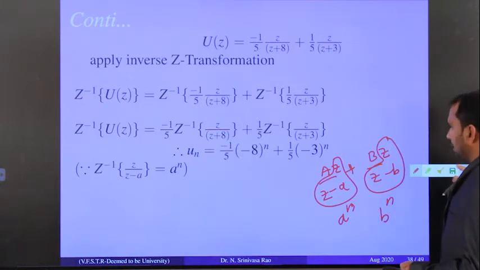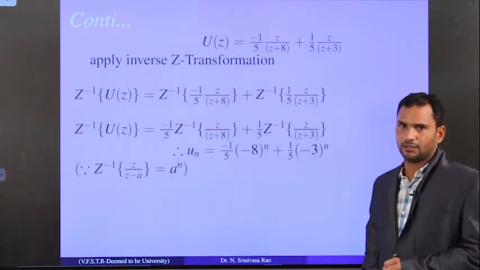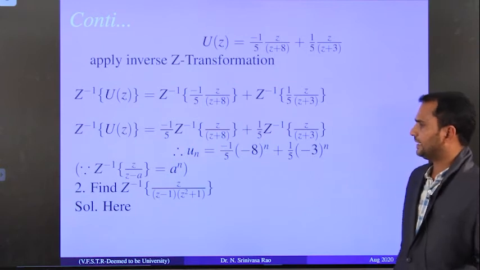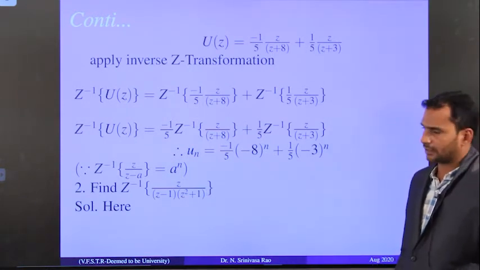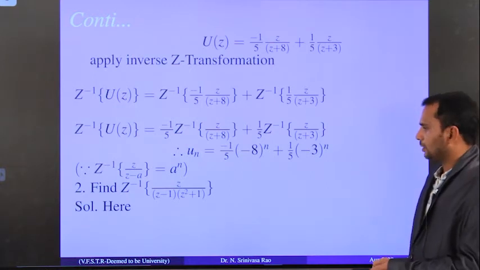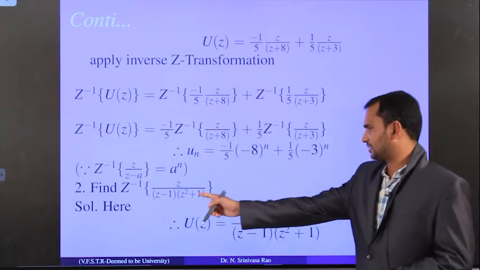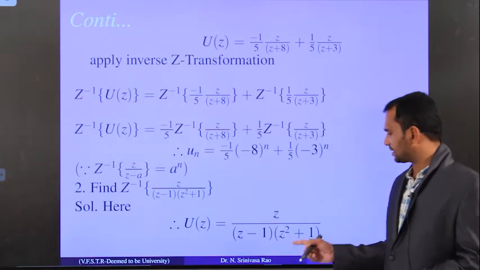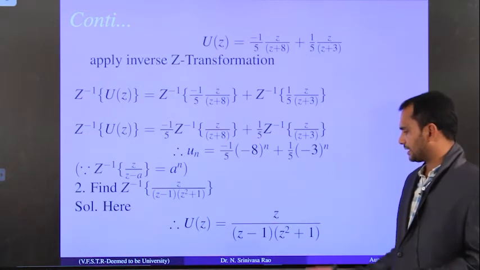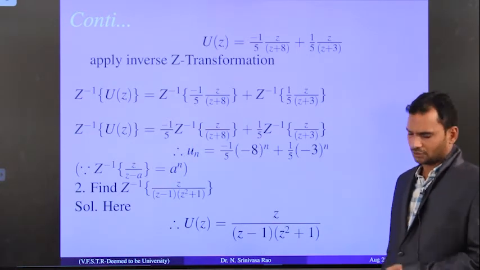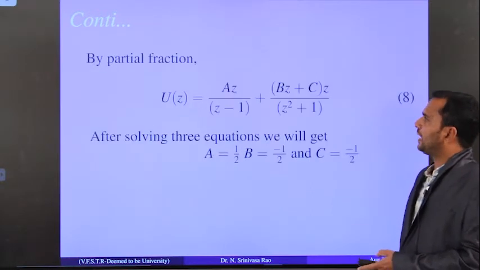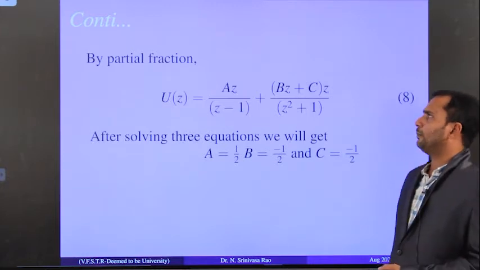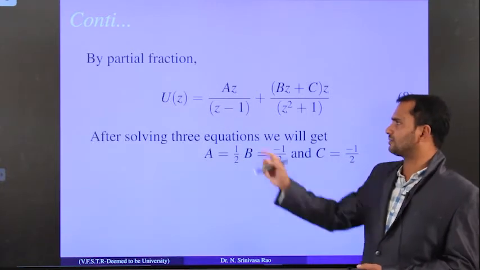Okay, so now look at another example. Z inverse of z by z minus 1 into z square plus 1. So here u of z is z by z minus 1 into z square plus 1. Now we are going to divide into partial fractions. So by partial fractions, what is u of z?